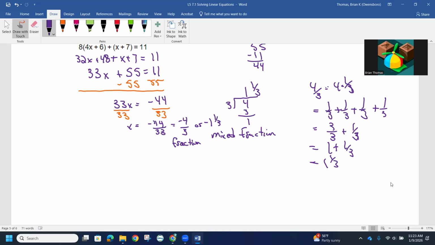So as a solution set, remember this would be negative. You could write this as negative 4/3 depending on how they frame the question, or negative 1 and 1/3 if they allow you to write a mixed fraction.